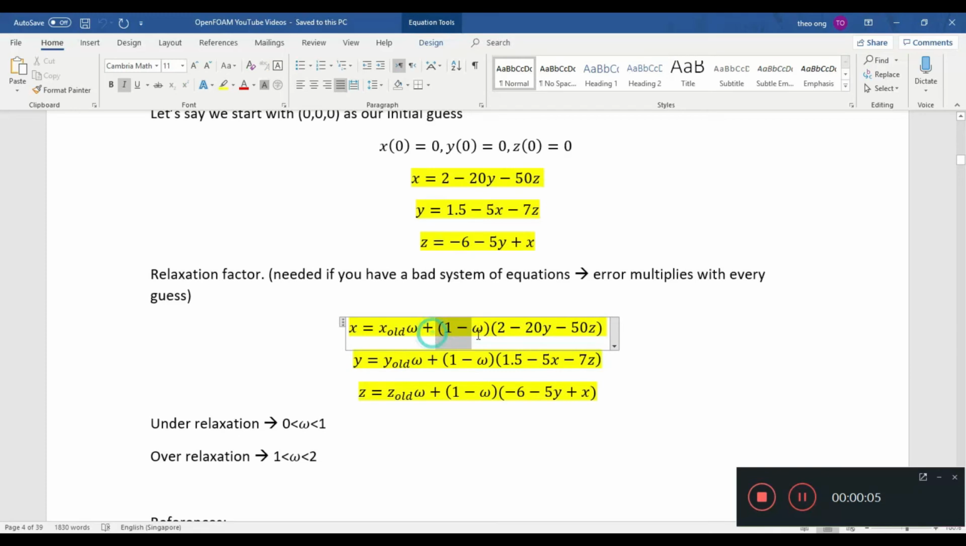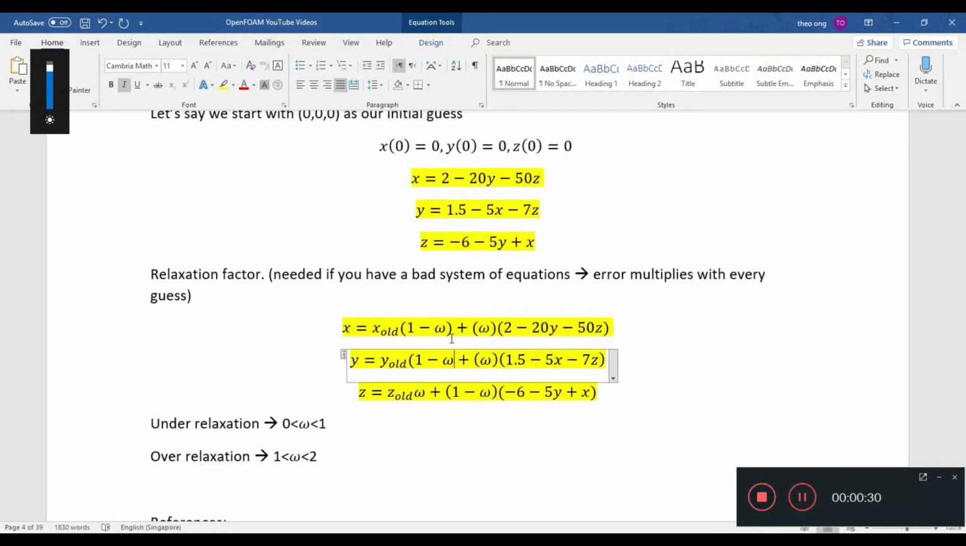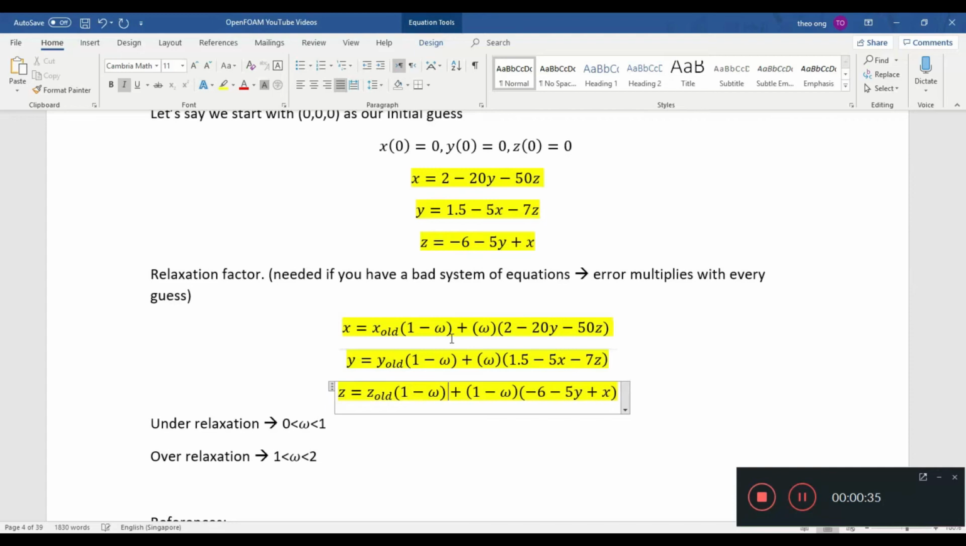But, okay, I think I had a typo here. In front of x0, it should be 1 minus omega rather than omega. Right, here. Oops, sorry. So I have omega here, and I'll just repeat it for all of them. There you go. Last one. Okay, so that is that.